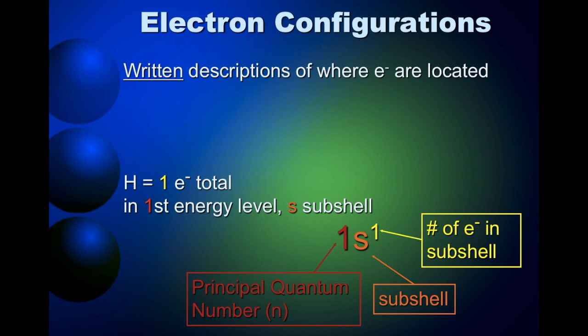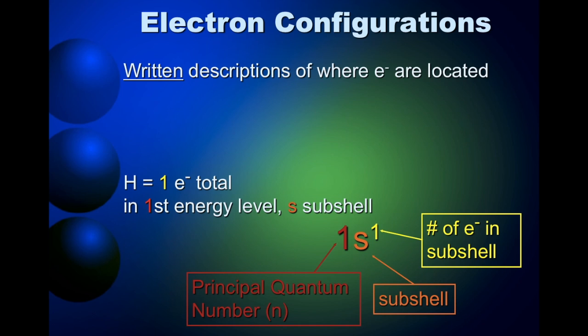Okay, so we're going to take a little break from that, and then I'm going to describe electron configurations in more detail. An electron configuration is simply a written description of where electrons are located. So again, we'll start with hydrogen, our simplest atom. It's got 1 electron total, and it's in the first energy level, which only has an S subshell. So we write 1s1. This is the way scientists write this. It's always in the same order, so that if you look at an electron configuration that somebody else wrote, you know what it is.